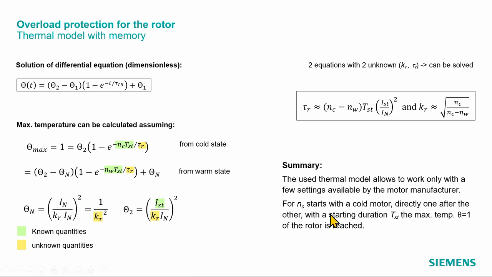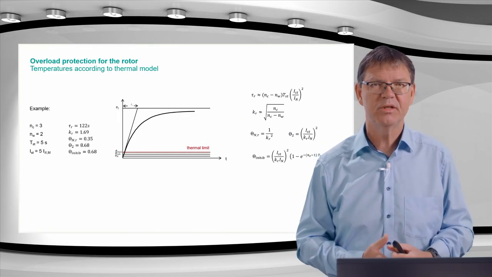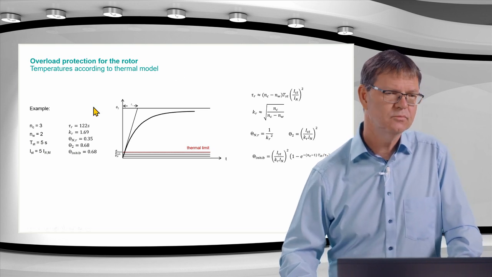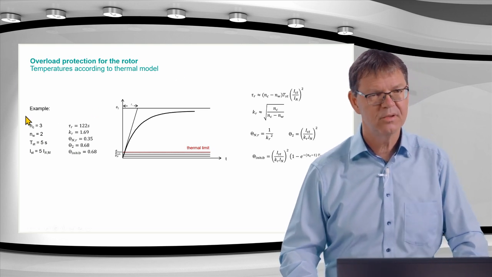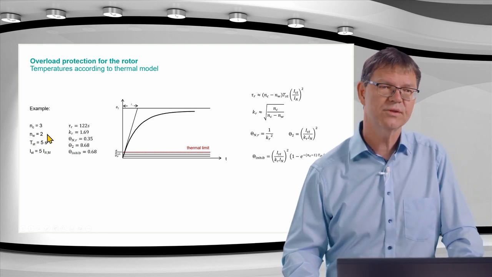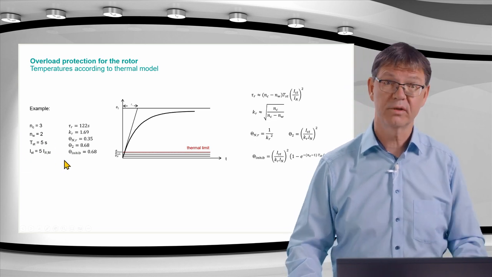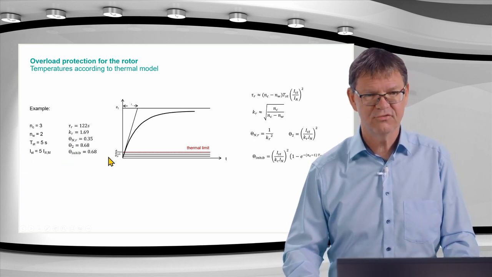If we have NC starts with a cold motor, one after the other, then with a starting duration of TST, so this is the given data, then we will reach the maximum temperature. Theta is 1 at that point then. Here I put an example so that we get a better feeling. I think it's a very standard example. I have 3 times start from cold and 2 times start from the warm state of the motor with a starting time of 5 seconds and a starting current of 5 times nominal current of the motor. And then we get the following data here.